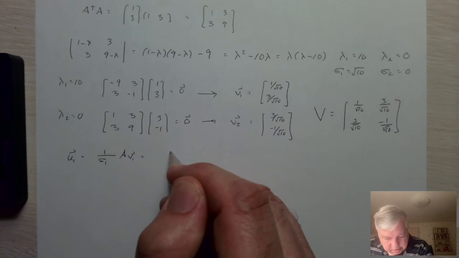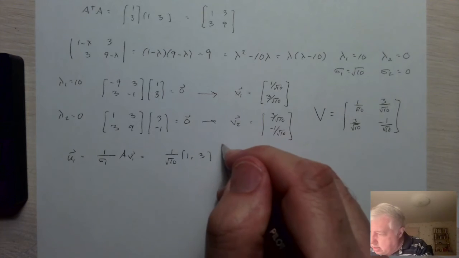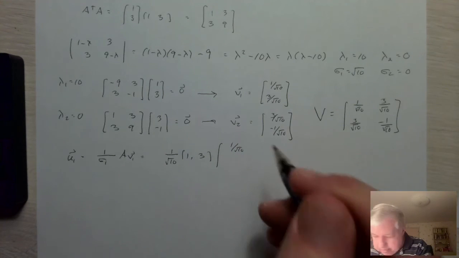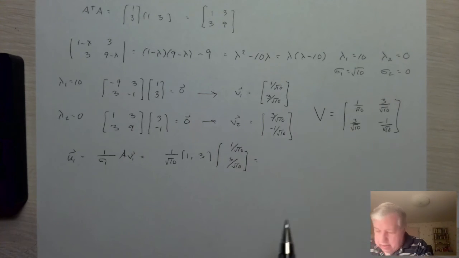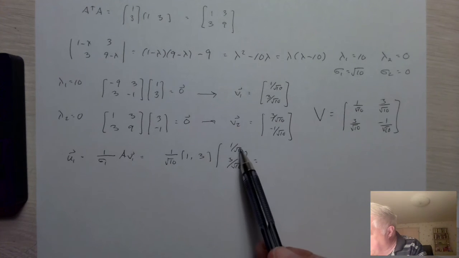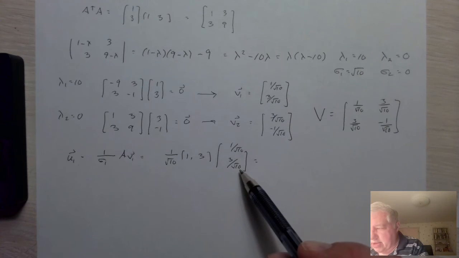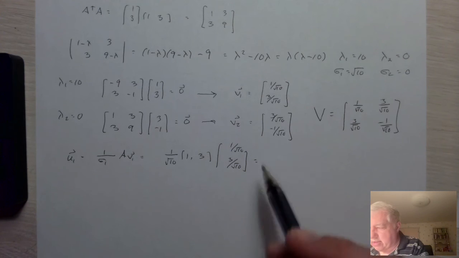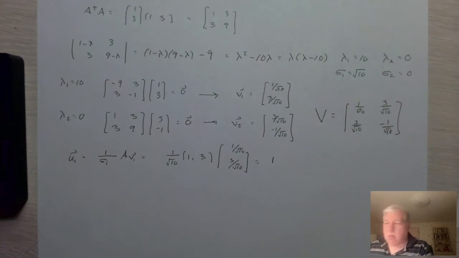This is going to be 1 over square root of 10 times 1, 3 times 1 over square root of 10, 3 over square root of 10. If you multiply this out, you get 1 plus 9 over square root of 10, so it'll be 10 over square root of 10, divided by the square root of 10, which just becomes 10 over 10. Believe it or not, when the smoke clears, we get 1, and actually this is a 1 by 1 matrix.